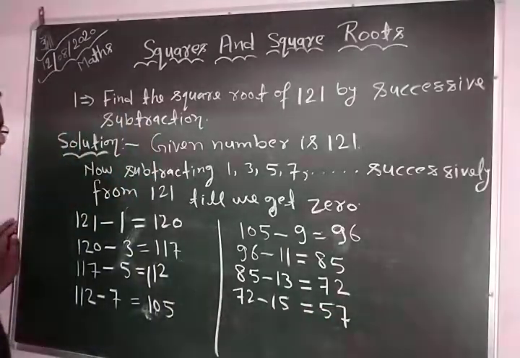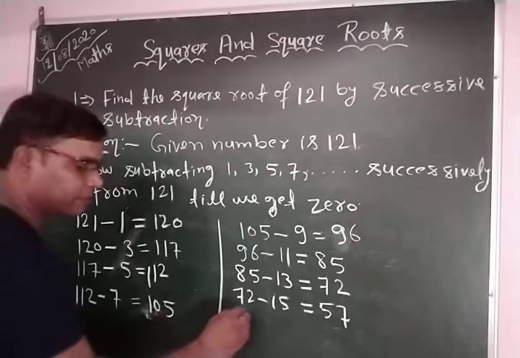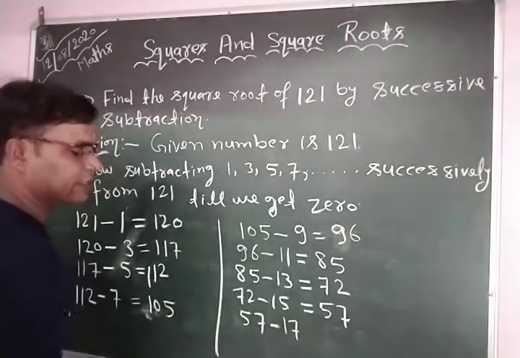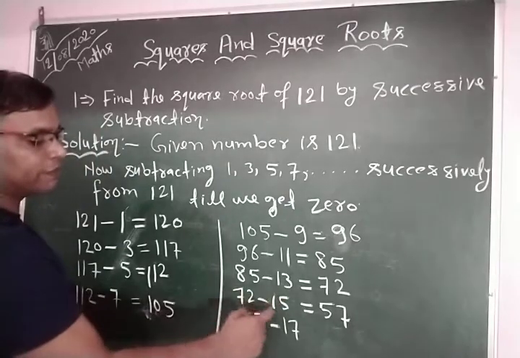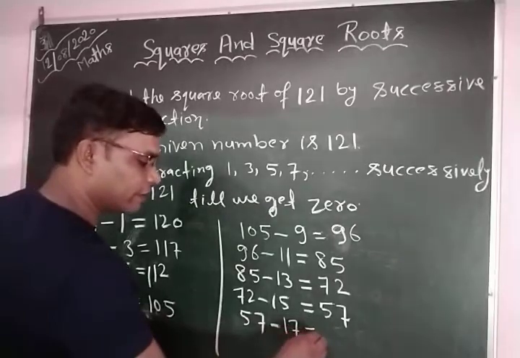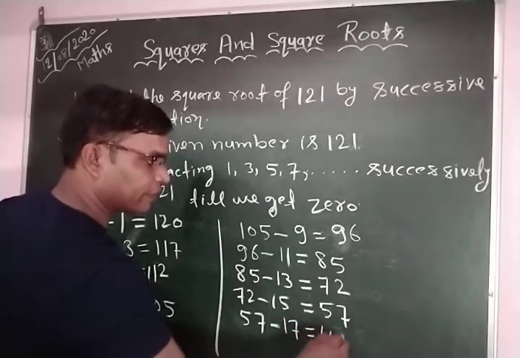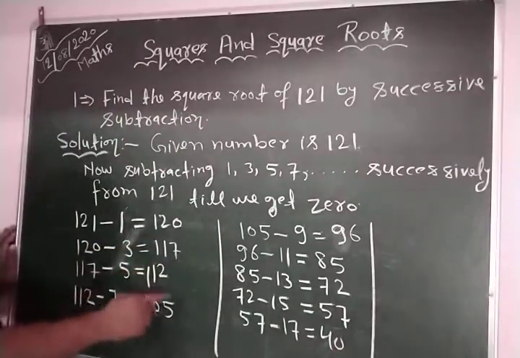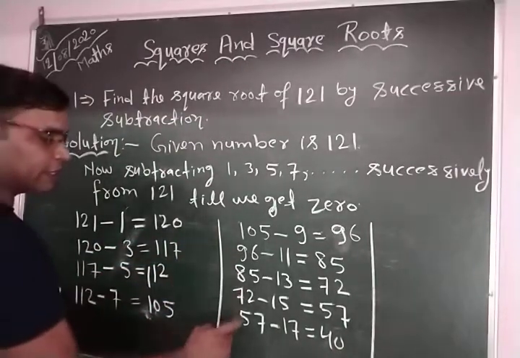Now 57 minus 17. After 15 the next odd number is 17. This is equal to 40. How many steps have we done? 1, 2, 3, 4, 5, 6, 7, 8, 9.